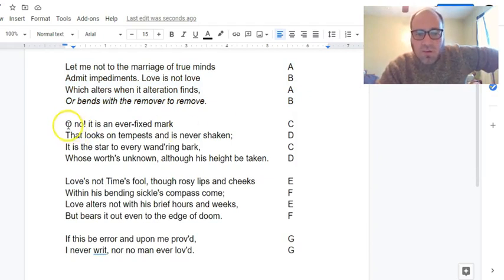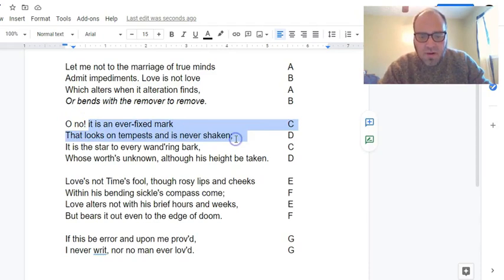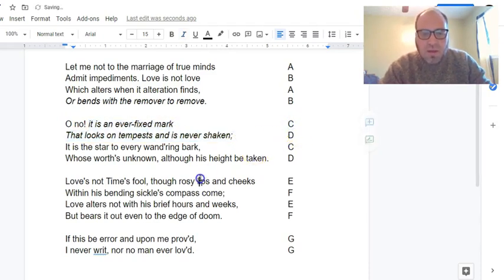In our second stanza, we're going to bring in some symbols, some images to represent it. He says, "Oh, no, it is an ever fixed mark that looks on tempests and is never shaken." So when you see "it is love," that is a clue that we've got a metaphor here. And the metaphor, I think, has a pretty clear image.